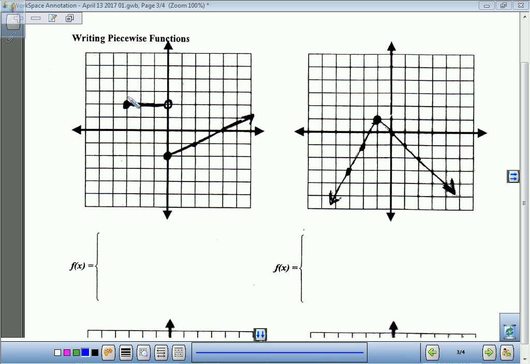Okay, so today we're going to, given a graph, write the function. Okay, so I see a line, a line, a line, a line. Let's remember, when we have a line, one of the easiest ways to write the equation for the line is slope-intercept form, y equals mx plus b.